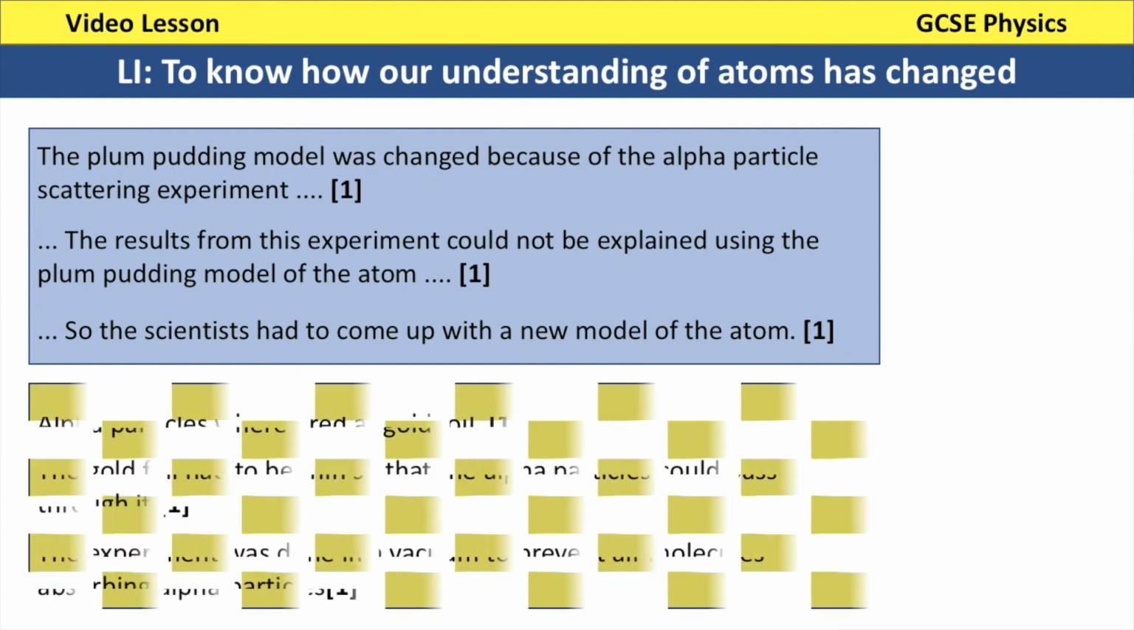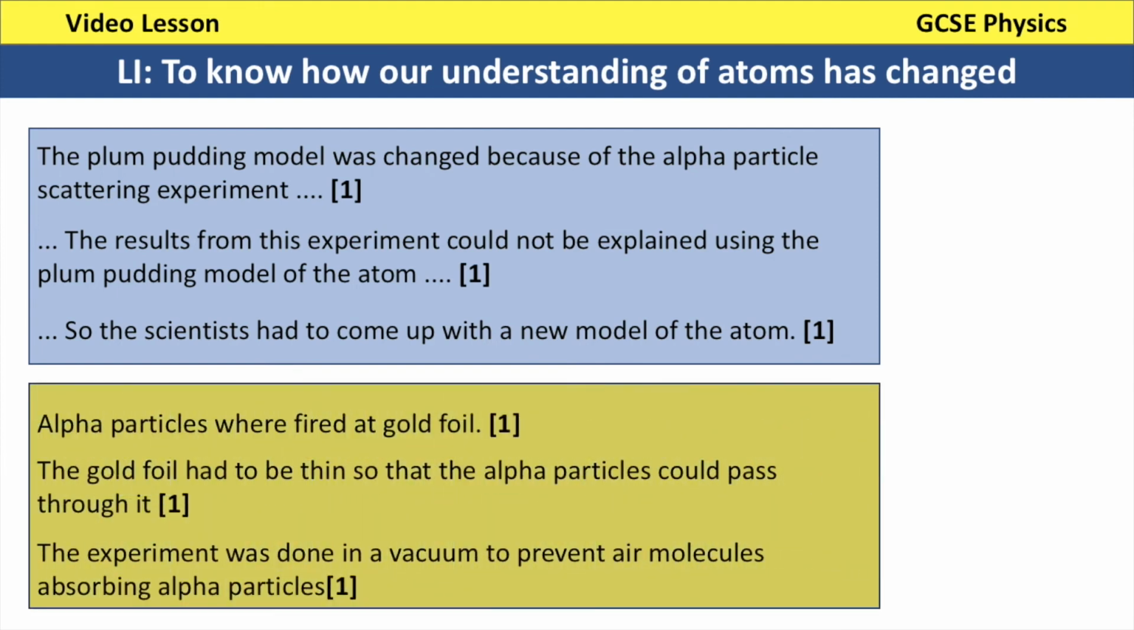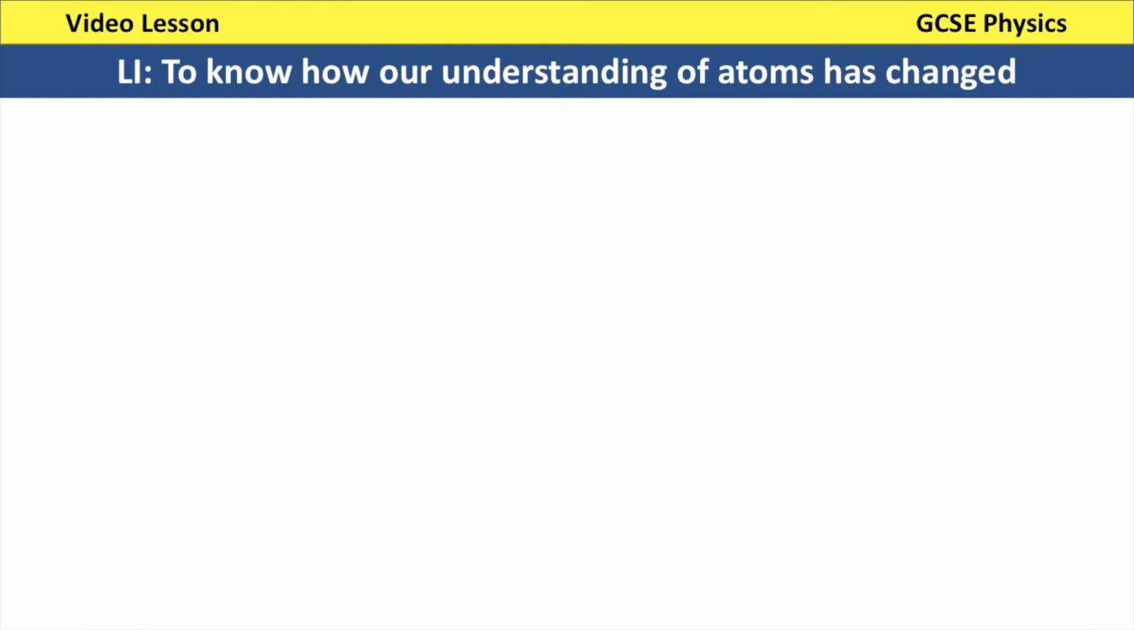Now, what else can we get marks for then? We can get marks for describing how the experiment was carried out. We can say that alpha particles were fired at gold foil. There's another mark for saying the gold foil had to be thin so that the alpha particles could pass through it. And another mark for saying the experiment was done in a vacuum to prevent air molecules from absorbing the alpha particles. So far you can have 6 marks, but obviously this task was out of 8.